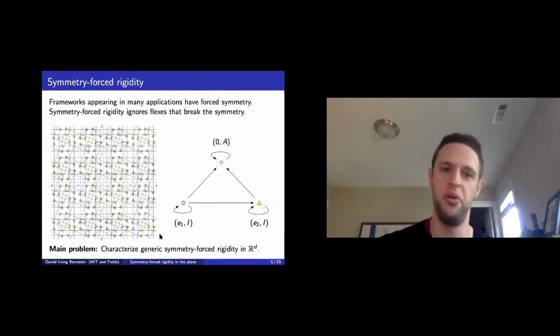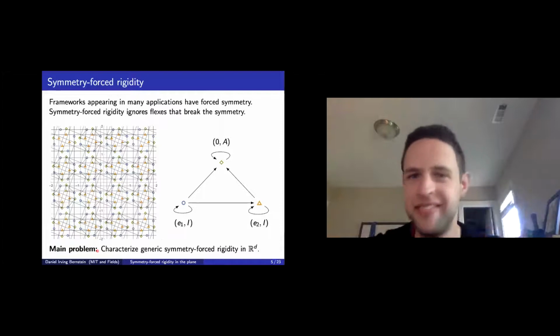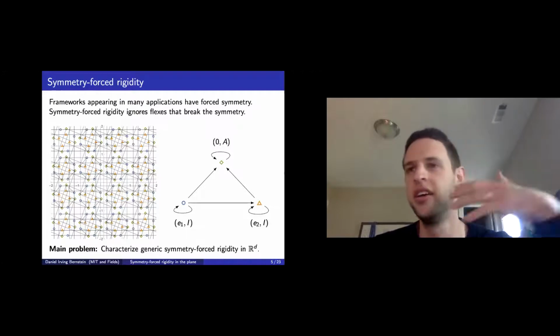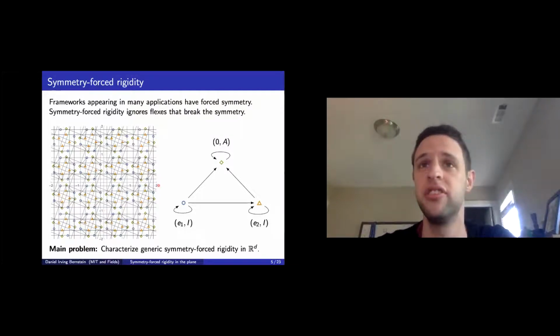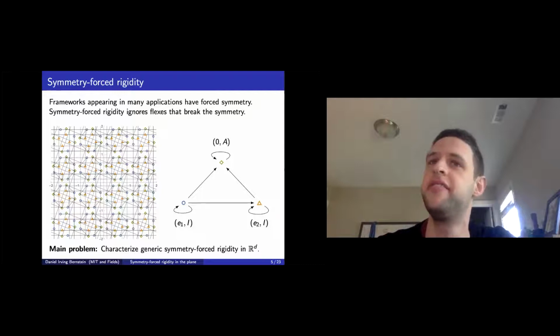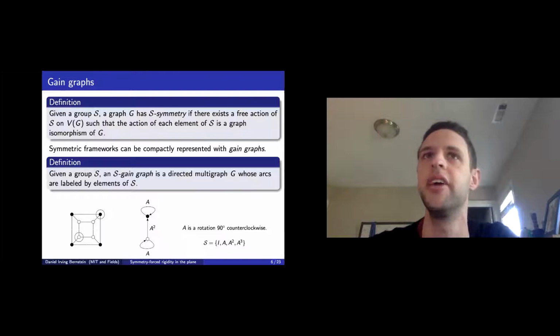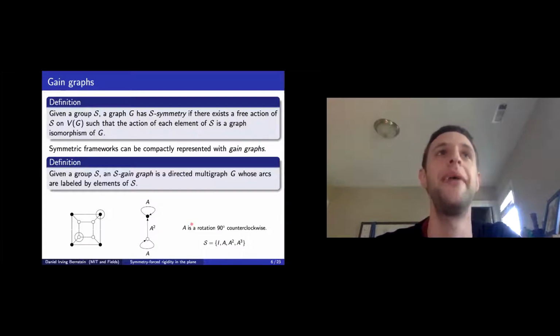Okay, and so the main big problem in symmetry-forced rigidity is just to characterize generic symmetry-forced rigidity in R^d. And I'll go through what that means more precisely. And by the way, this gadget on the right is a gain graph. And this is going to describe the symmetric framework modulo the symmetry. I'll get to that later, or right now, actually.